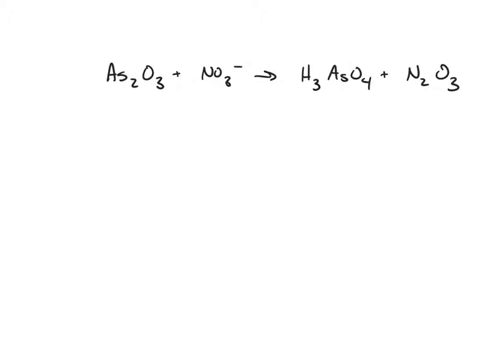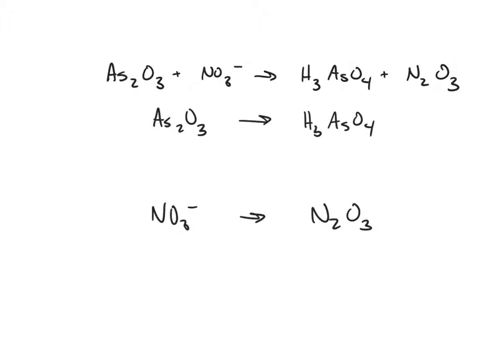So I'm going to first split this into 2 half reactions. I'm going to pull out the arsenic-containing compound from the reactant and also the arsenic-containing compound on the product side. So that's one half reaction, and the other half reaction is the nitrogen-containing compound on one side and the nitrogen-containing compound on the other. Making sure that I translate everything properly and making sure I include all of the charges as well.